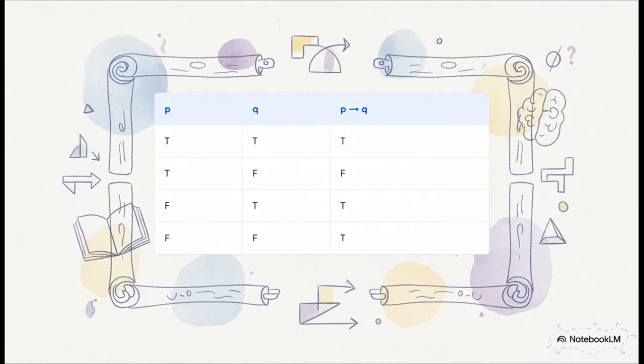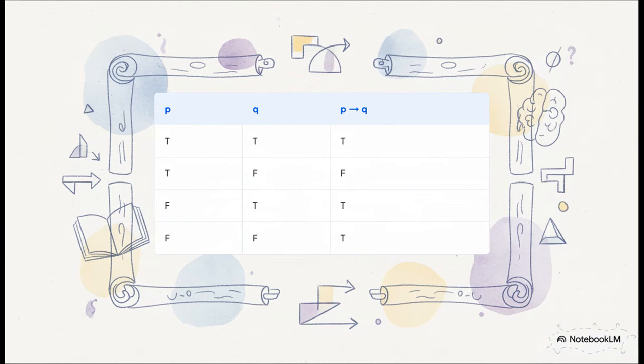Okay, now this truth table might seem a little weird at first. I get it. An if P, then Q statement is only false in one very specific situation, when you start with something true and end up with something false. See that row? True, false, leads to false.